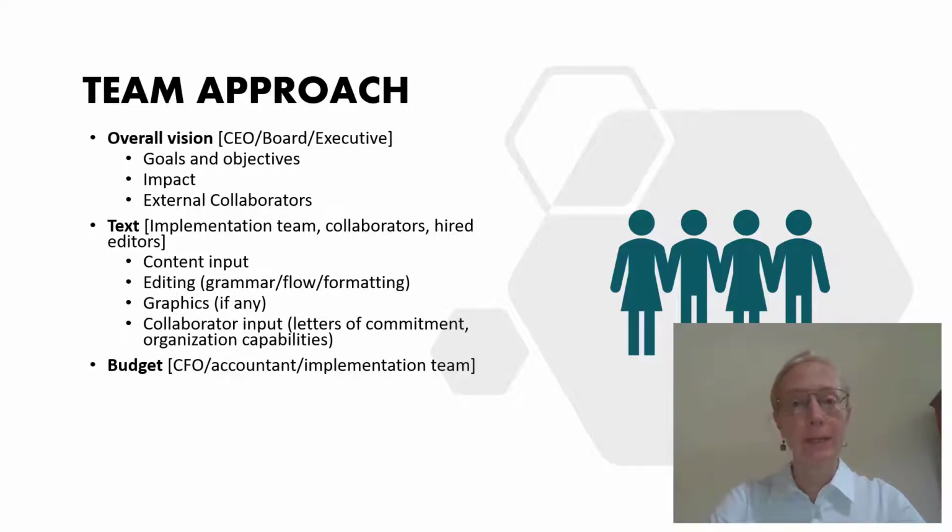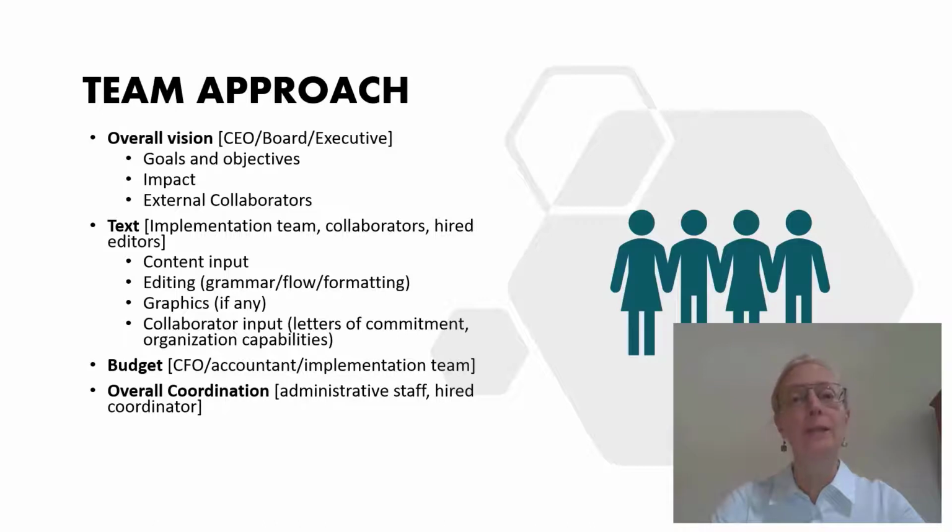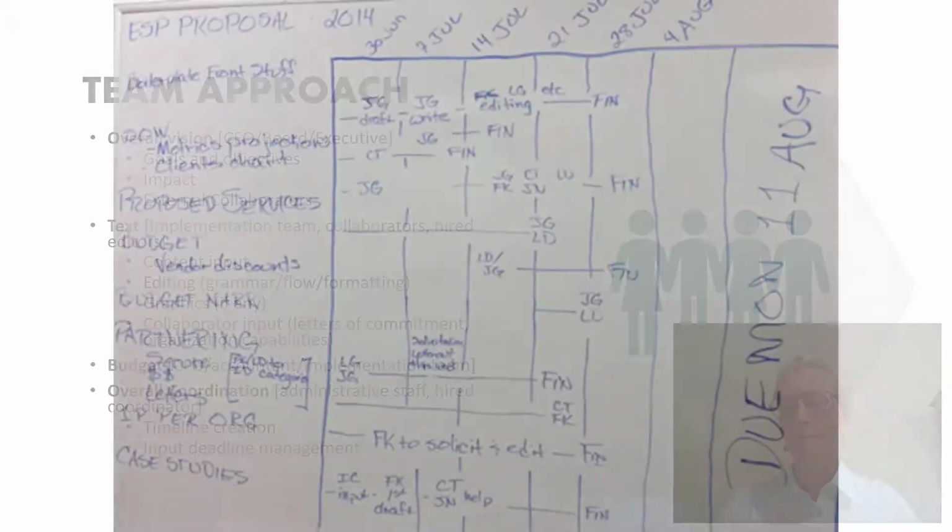Extraordinarily important, of course, is the budget. Who is responsible for the budget in your organization? Is that your CFO? Is that administrative staff? Those individuals need to be aware of the process from the very beginning as well. And finally, the assumption is that you yourself or someone will be the overall coordinator of the effort. That individual will be looking at the time frame, ensuring that all of the elements are together, ensuring that the request for proposal is met precisely, and above all, that the deadline for the submission is met.